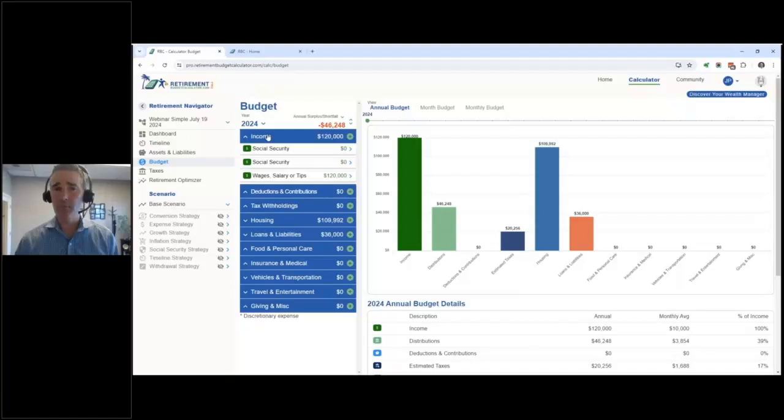The one exception to this could be rental income. So if you have rental properties or Airbnb or something, and you want to model what that income looks like, because it's usually a pretty stable income source, you could put that in there.